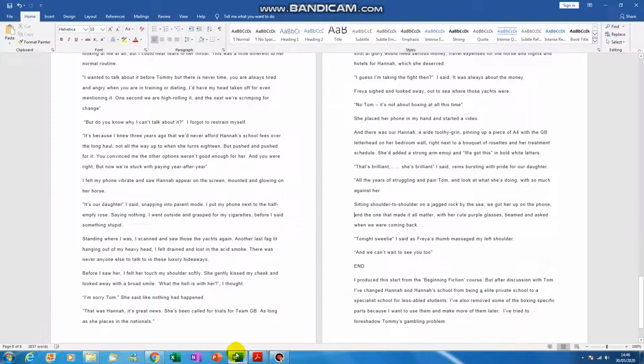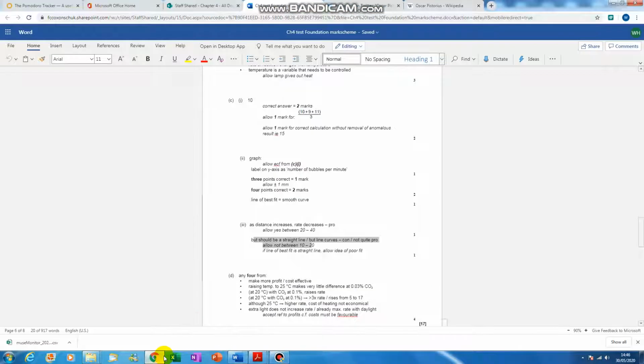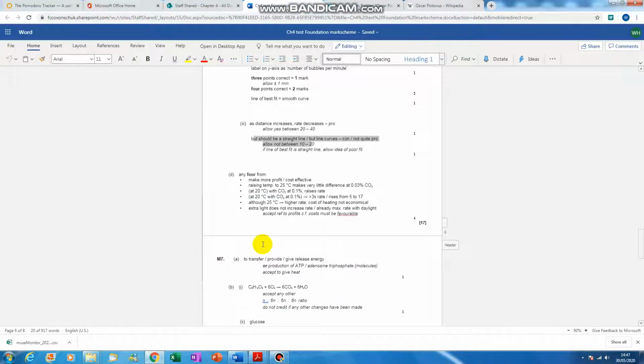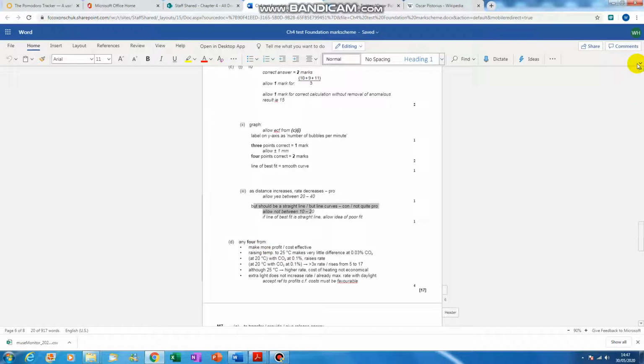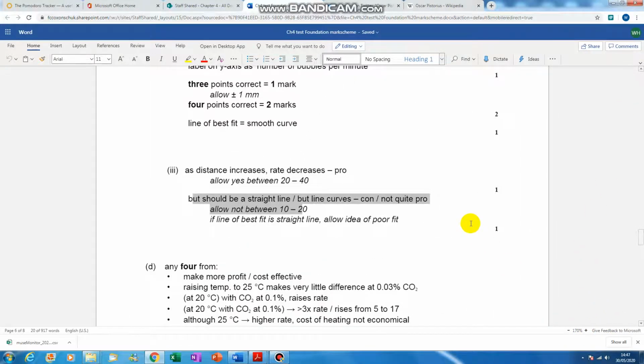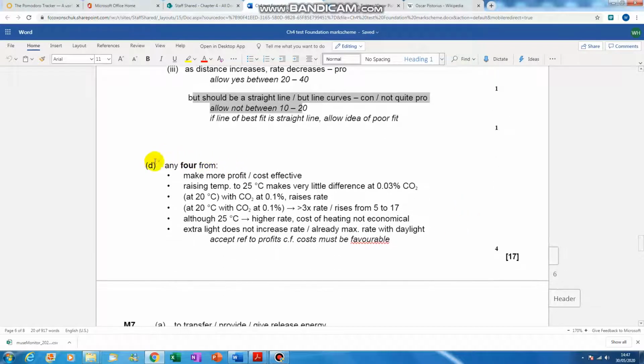So here is the mark scheme itself. If you want to correct it, you can use pause, it's this part here. So pause yourself and give yourself 1 mark for each bullet point you've got.